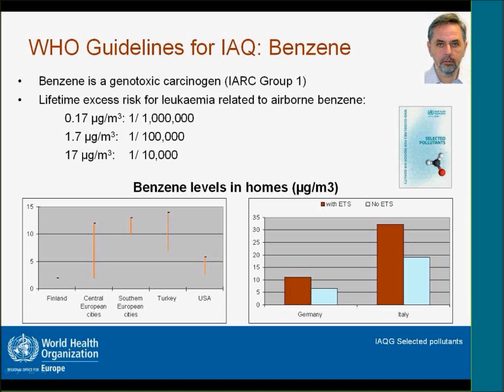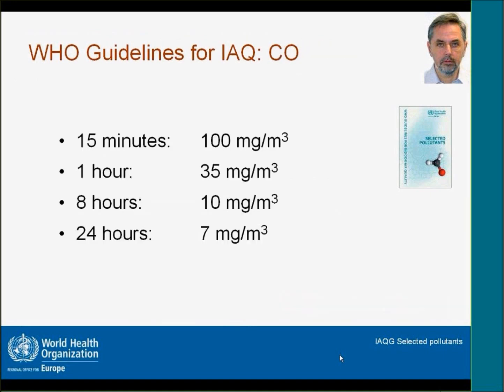When we look at the right of the screen, we can see that this level of exposure is very clearly related to the existence of tobacco smoke in the house. It's much higher in houses where tobacco smoke is present. So the first step to reduce the exposure to benzene is to reduce or eliminate exposure to environmental tobacco smoke.